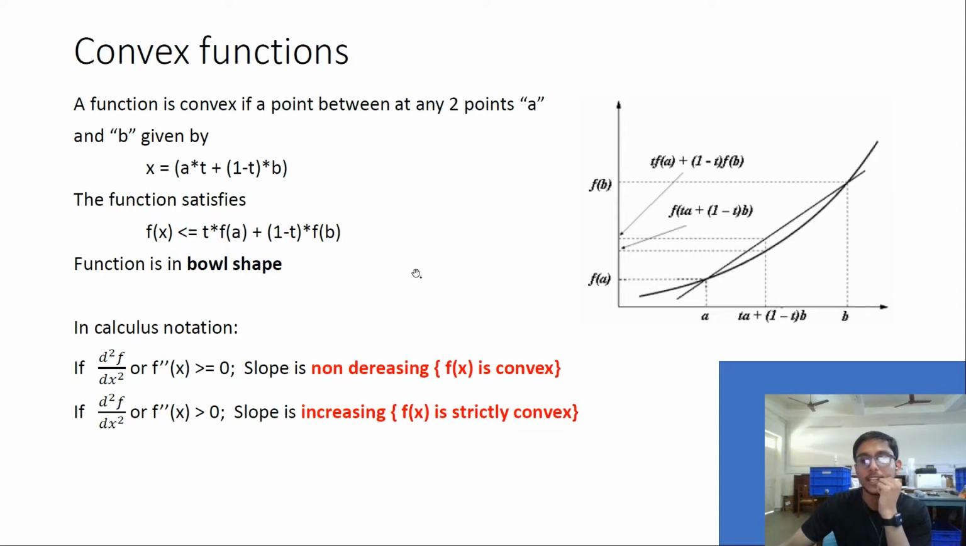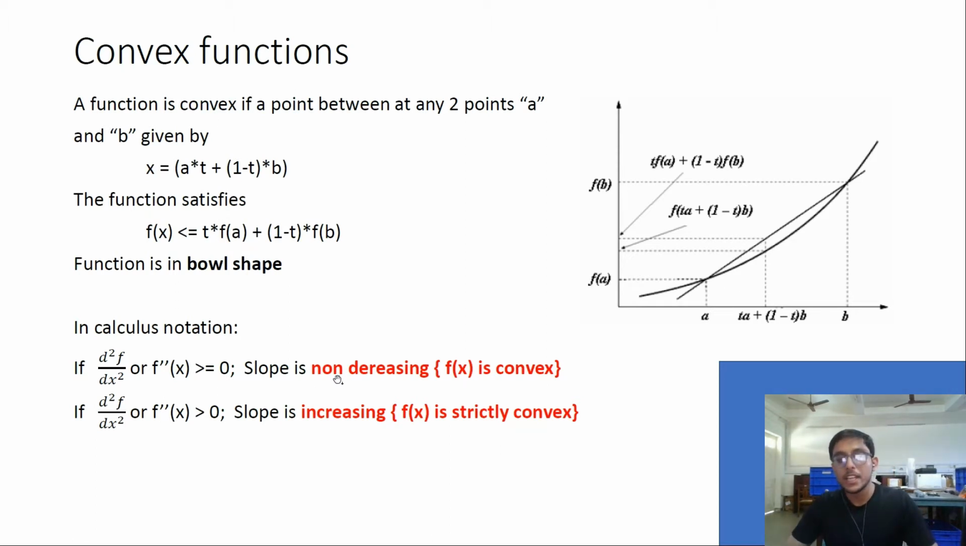So the thing is, if your slope is non-decreasing, the rate of increase of slope can be 0, right? If the slope is non-increasing, so let's say we have a function that increases and then becomes constant, saturates, right? If we have a function that increases and becomes constant.